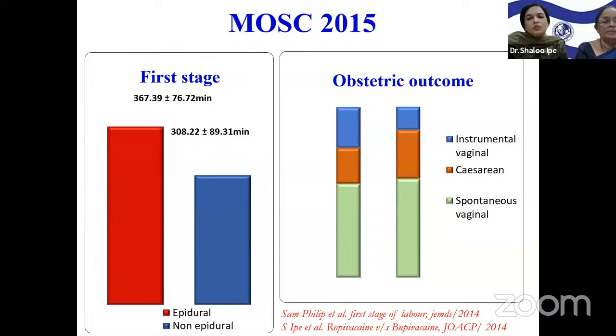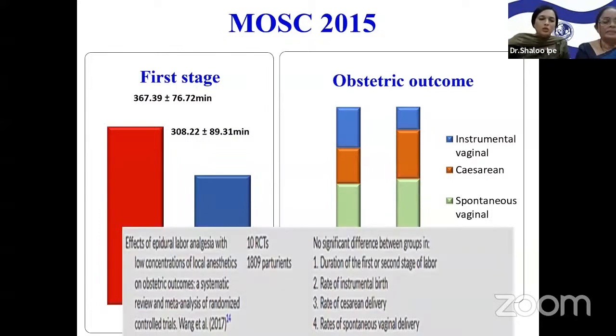One of the probable reasons for more instrumental vaginal deliveries in the epidural group was that patients with difficult labor opt for neuraxial analgesia, or that it is easier to perform assisted vaginal deliveries in a relaxed, pain-free patient. Newer evidence from RCTs and a meta-analysis in 2017 shows that there is no significant difference in the duration of first or second stage of labor, the rate of instrumental birth, cesarean delivery, or spontaneous vaginal delivery in patients who take epidurals compared to patients who do not.